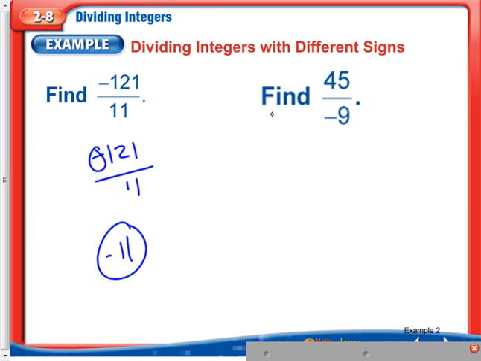All right, same thing here. We're going to write 45 divided by negative 9. Again, we have a negative sign right there, so I know my answer is going to be negative 5. There's only one, so my answer is going to be negative.